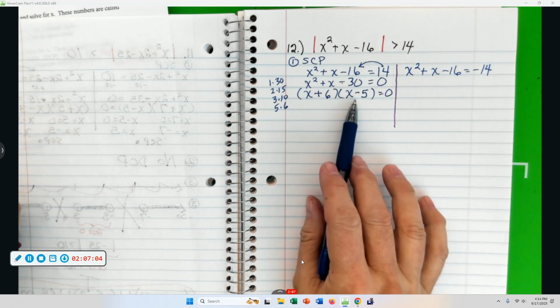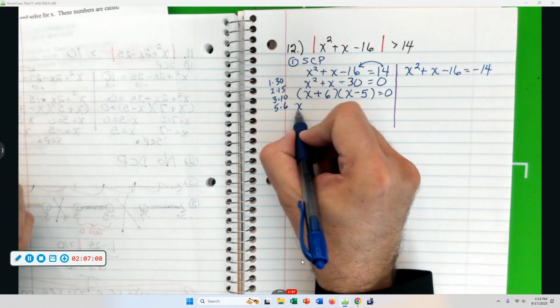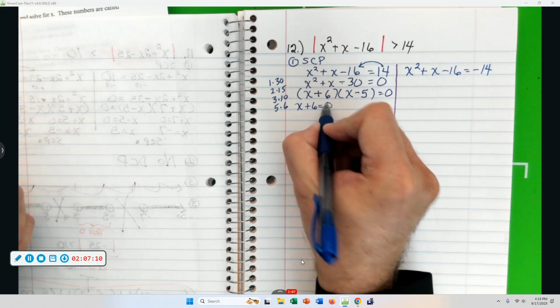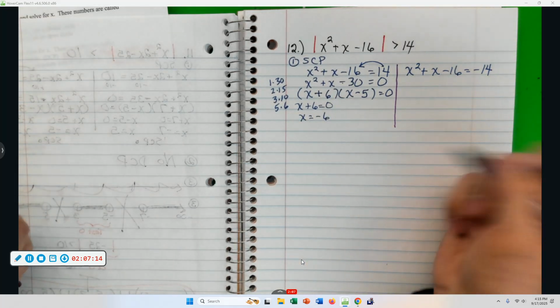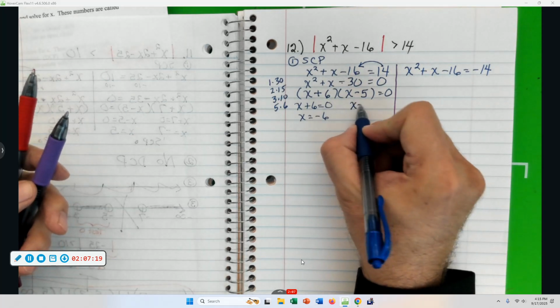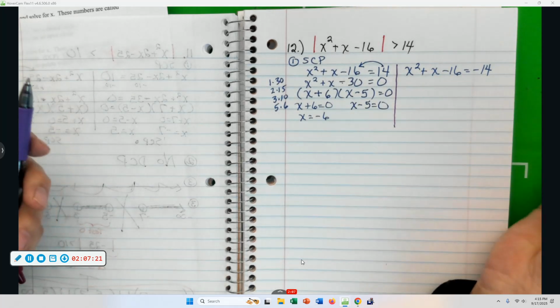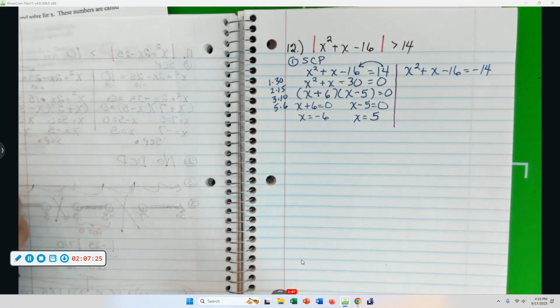Set each one of these to 0 now and isolate the x. So we have x plus 6 equals 0. Move that 6 over or subtract it, however you want to say it. We get x equals negative 6. And set x minus 5 to 0. Add 5 to both sides or move the 5 over.